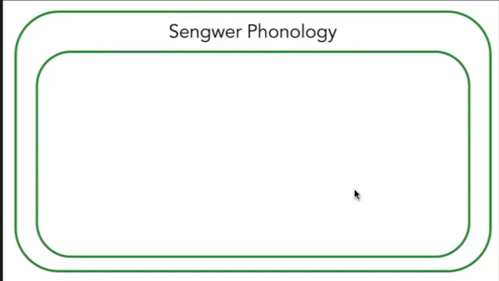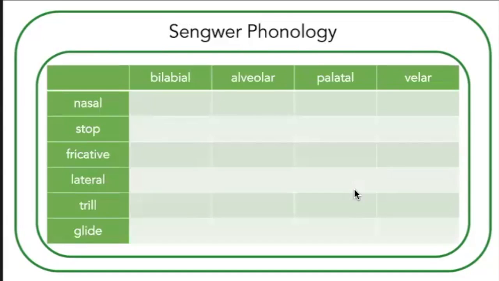Before I go into the nitty-gritty, I'll have to introduce a little bit of the Sengwer phonology and morphology so that you can follow my points. So in terms of consonants, Sengwer is very straightforward. It has 4 places of articulation, labial, alveolar, palatal, and velar, has a full set of nasals, a full set of stops, 1 fricative, 1 lateral, 1 trill, and 2 glides.